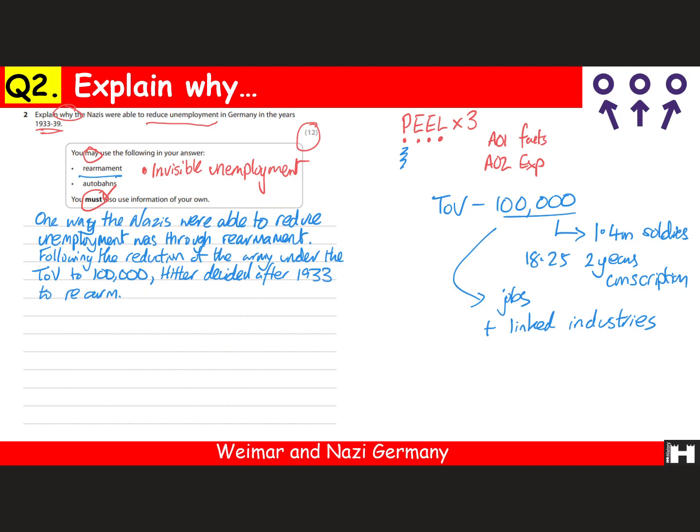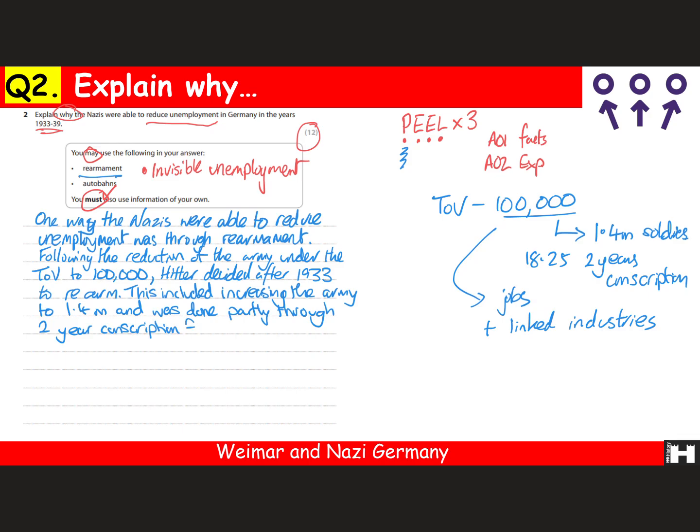All right, so I've got a nice precise detail about the 100,000. This included increasing the army to 1.4 million and was done, sorry about my writing again, partly through 2-year conscription for 18 to 25-year-olds. Okay.